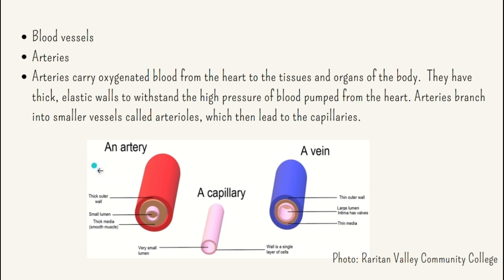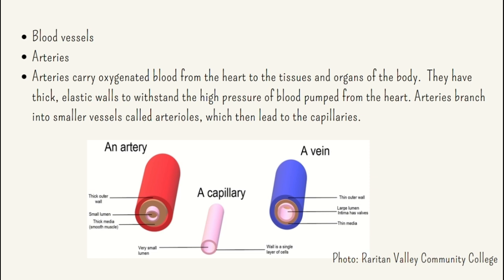So the arteries carry oxygenated blood from the heart to the rest of the body, right? So just remember this. Arteries carry oxygenated blood from the heart to the tissues and organs of the body. So it means that they carry oxygenated blood away from the heart. Now, it's saying here that they have thick elastic walls to withstand the high pressure of blood pumped from the heart, right?